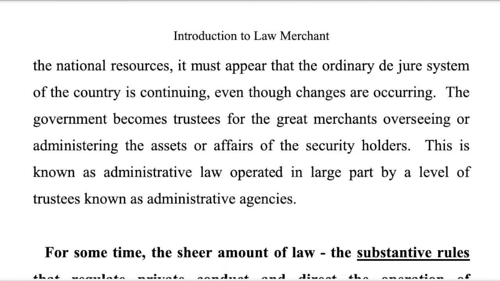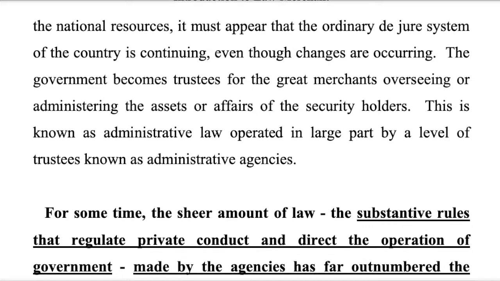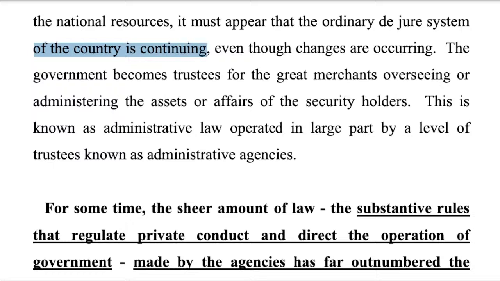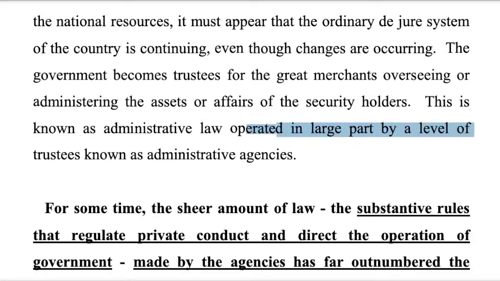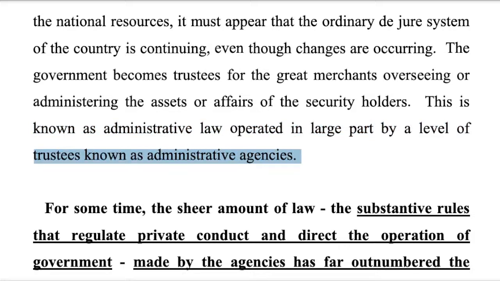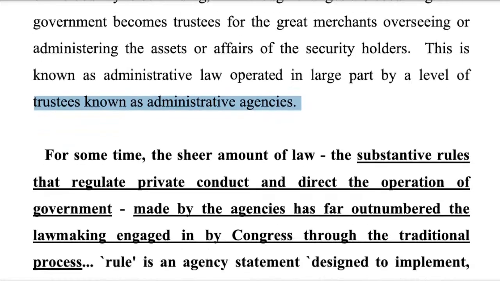national resources, it must appear that the ordinary de jure system of the country is continuing, even though the changes are occurring. The government becomes trustees for the great merchants, overseeing or administering the assets or affairs of the security holders. This is known as administrative law, operated in a large part by a level of trustees known as administrative agencies.